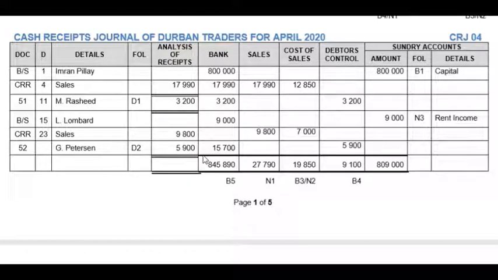Remember that. Then my little routine is I always start with sundry accounts first because they must be posted on the date of the actual transaction. And then I end with the column totals, which are posted at the end of the month. So the first one I'm going to post is this capital amount that we received on the 1st of the month.